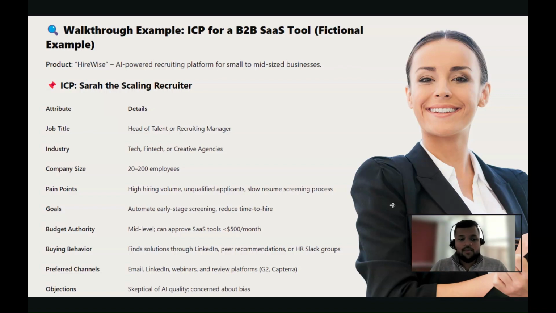And finally, we come to the objections. Are they skeptical of AI? What are they concerned about? What are their objections? Finding out their objections is also key to making a good product, because through your product and your product features, you're going to be addressing those objections.